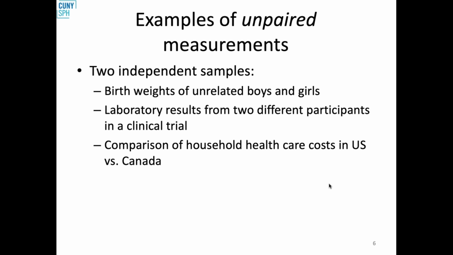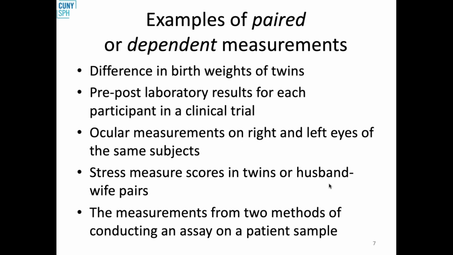Independent samples: birth weights of unrelated boys and girls, laboratory results from two different participants in a clinical trial, comparison of household health care costs in the United States versus Canada, two different groups, two different sample groups. Paired samples or dependent measurements: difference in birth weight of twins. So in other words, you're not going to compare all of the 25 kids to 25 kids. You're going to compare each twin to their sibling, and get a difference.